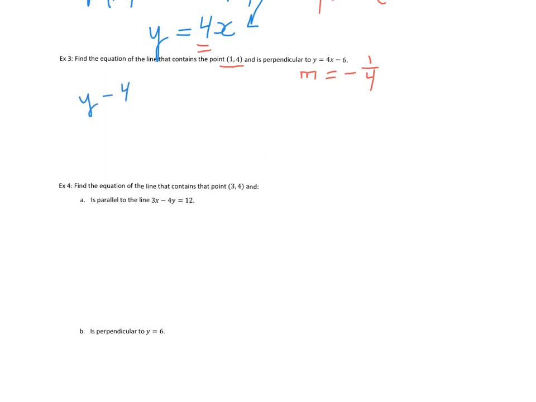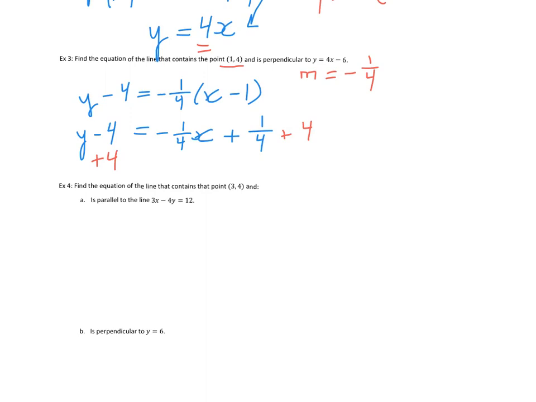So y minus y1 is equal to m times x minus 1. Oops. Solve for y, so distribute that negative 1/4. Negative times negative is a positive 1/4. All right, and then solving for y, let's add that 4. All right, and this is a nice review.